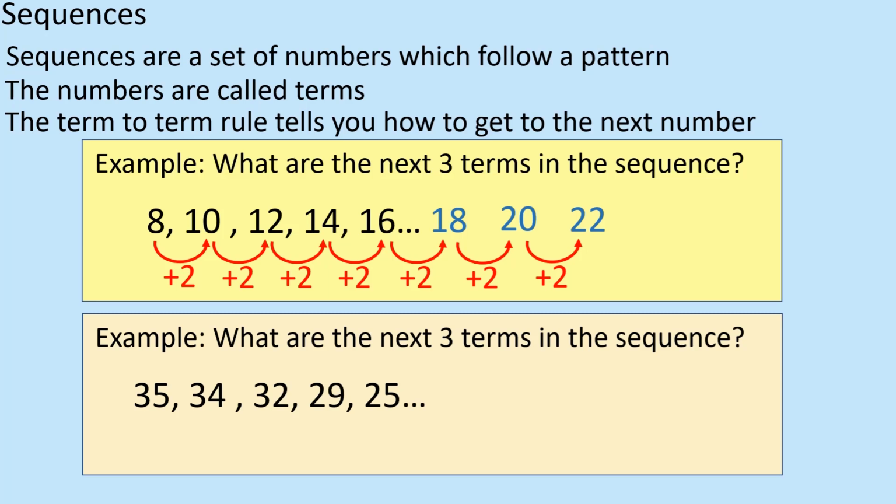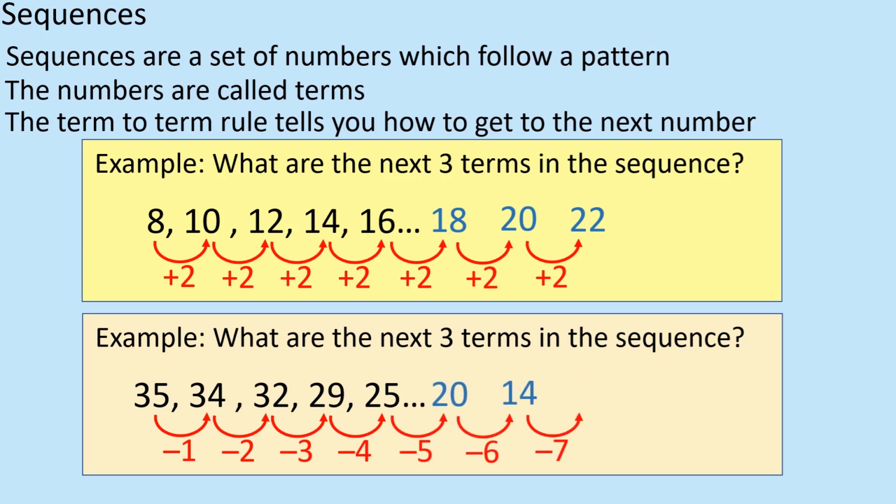What are the next three terms of this sequence? Again, we're looking at the pattern, trying to see what's going on. Hopefully here it's gone down 1, it's gone down 2, it's gone down 3, it's gone down 4, and so on. So it's probably worth writing that down: take away 1, take away 2, take away 3, take away 4. If we continue that pattern, we're going to take away 5, take away 6, and take away 7. That's going to give us our next three terms of that sequence.